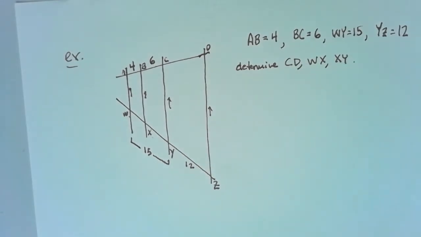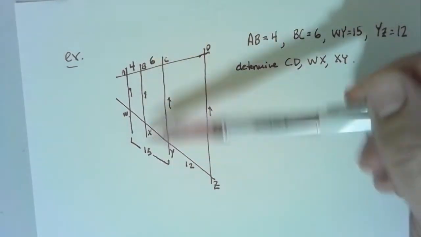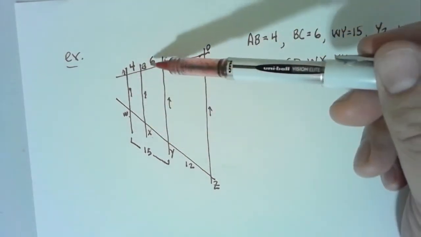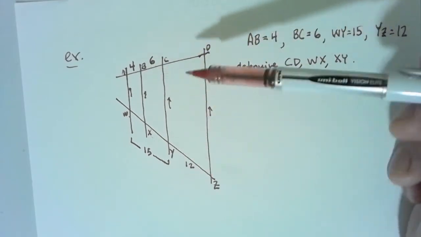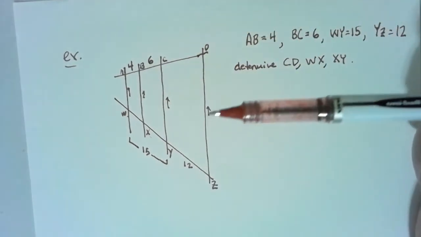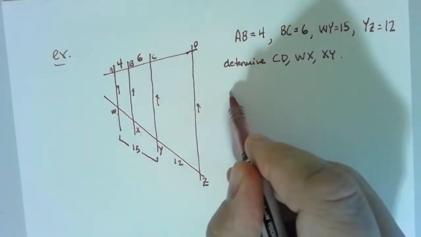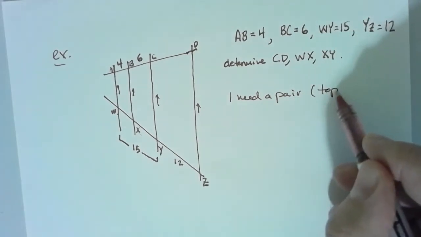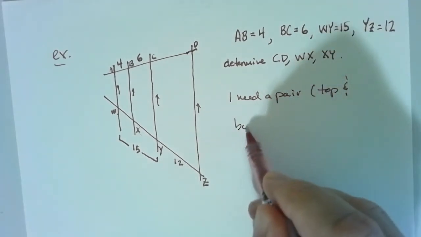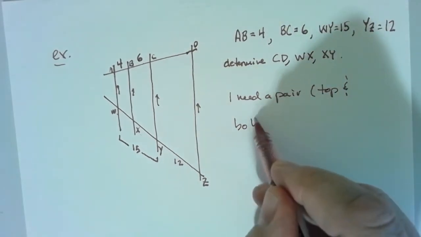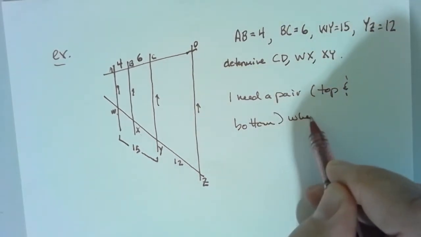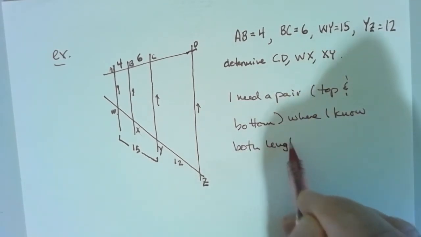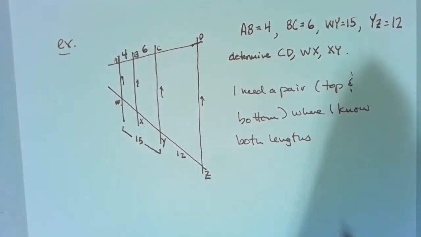So the train tracks theorem tells me that here it's top to bottom. The parallels are going up and down. So the train tracks theorem tells me the top to bottom ratio between corresponding segments is always going to be the same. So I need to find a pair, top and bottom, where I know both lengths, because that will establish the ratio.